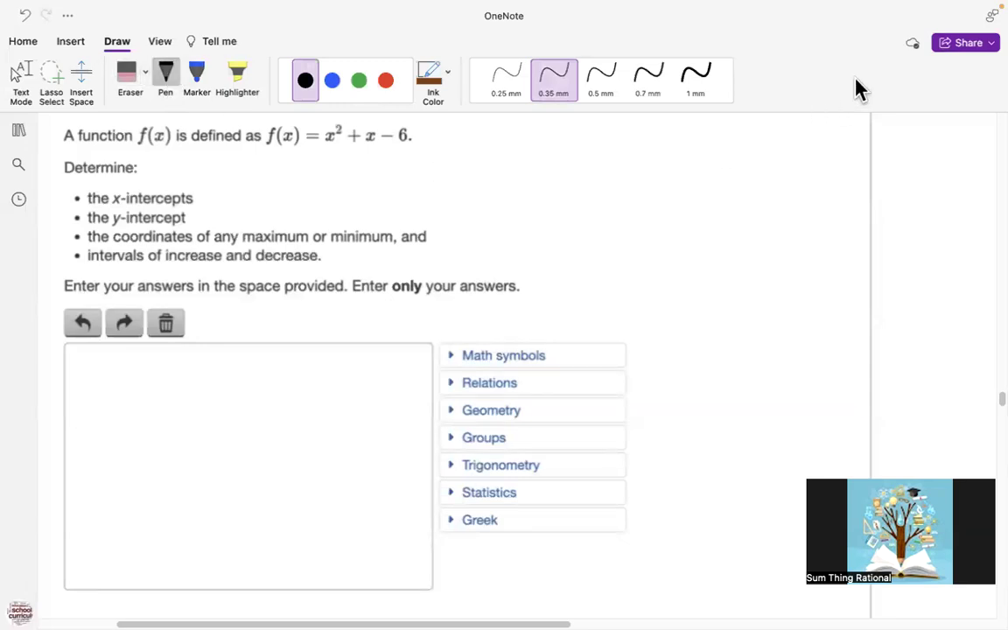Hello, everyone. So we have been solving questions on quadratic functions and quadratic equations. Here is one of the questions related to quadratic functions: how to find the x-intercept, y-intercept, minimum or maximum of the function, or the intervals where the function is increasing or decreasing. You can pause the video, try it by yourself, and we will dive into the question.